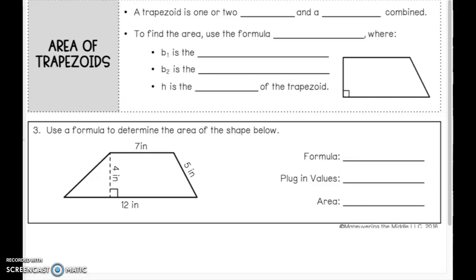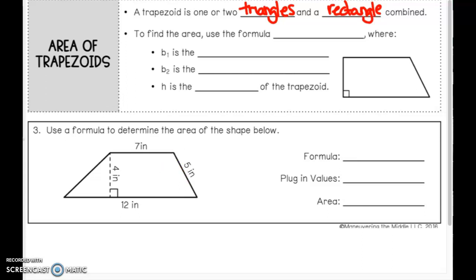Now, area of a trapezoid. A trapezoid is a little bit different than a parallelogram. A trapezoid is one or two triangles and a rectangle combined. So if you look at this shape right here, if we put a line right down here, it looks like one rectangle and one triangle. If we go down and look at this one, here's a triangle, but if I go like this, here's another triangle. So this is what they mean by trapezoids are made up of either 2 or 1 triangle and a rectangle. Let me just erase these, clean this up.